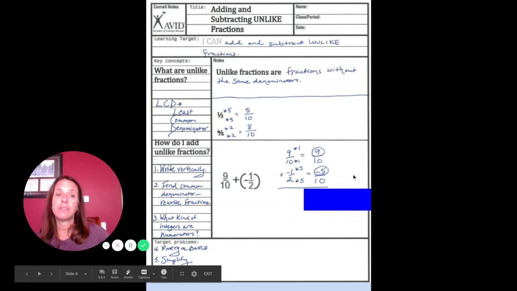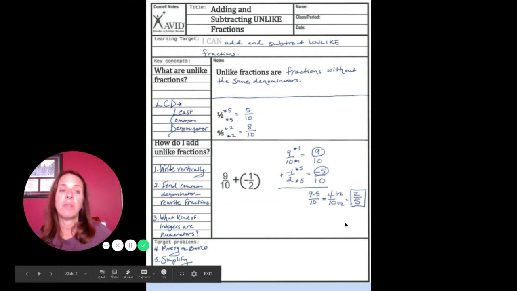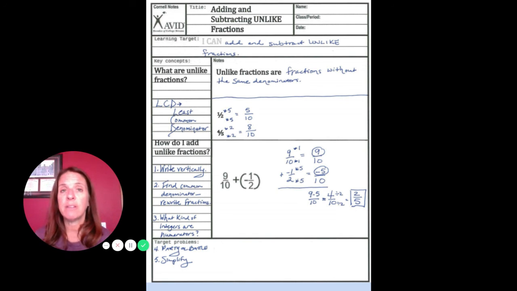Now, step 5 is look to see if we simplify. 4 and 10 do have something in common. They're both even. So we can divide the numerator and denominator by 2. 4 divided by 2 is 2. 10 divided by 2 is 5. So our final answer is 2/5.